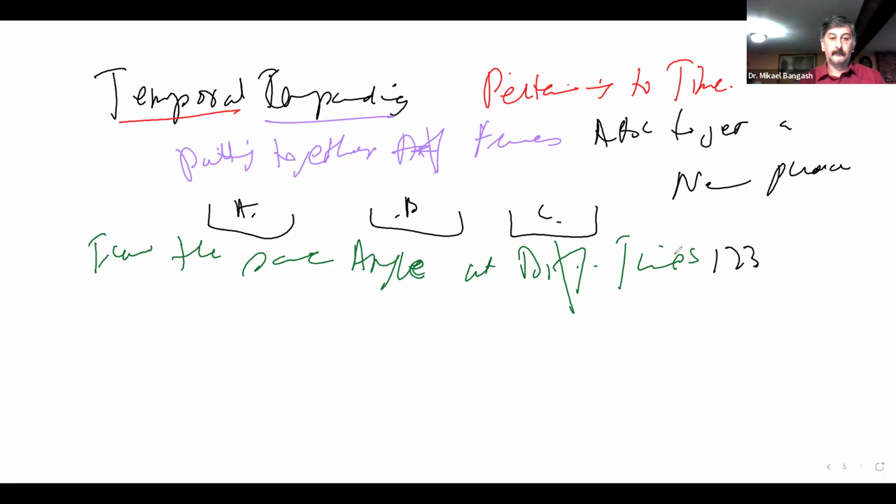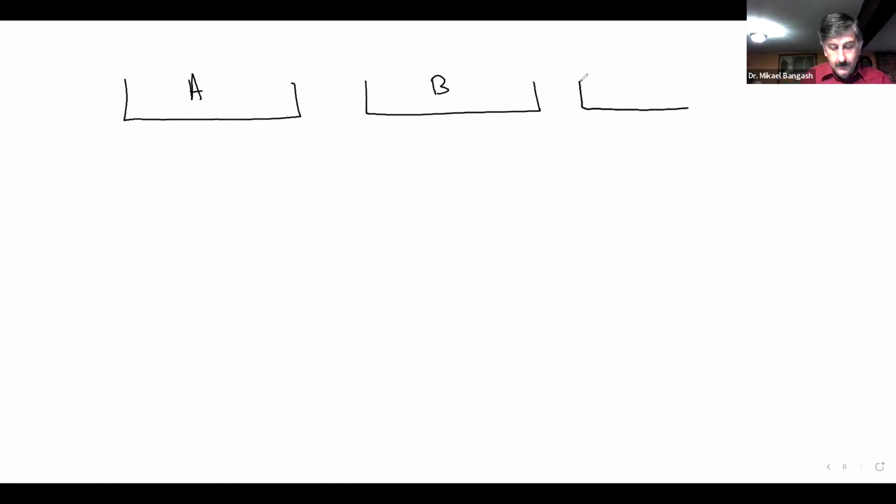Did you guys get that? Yeah. Good. Now let us just look at how that works. So we can see we had A, we had B, and we had C. Yeah, okay.